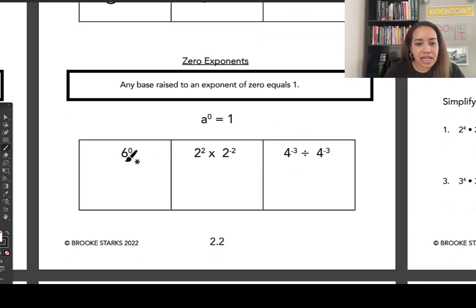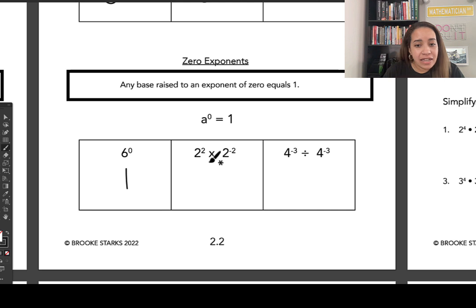Anytime you see a number raised to the power of 0, it will always equal 1. So here I've got 6 to the power of 0, that equals 1. These next problems are an extra challenge. To do these problems, we need to apply the rules that we've already learned.